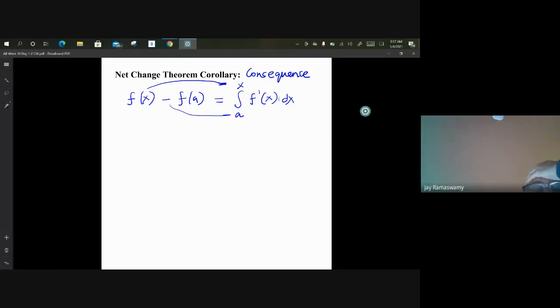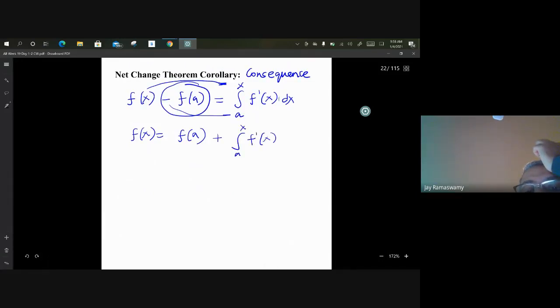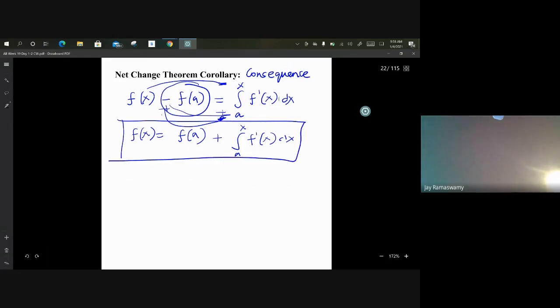And then last step, pay close attention. I will add f of a to both sides and solve for f of x. So f of x equals, can I write f of a on the right side? I'm moving f of a to the other side, so I'm adding f of a to both sides. Plus the integral from a to x, f dash of x dx. Again, I just added this to both sides and moved it in the front. Put this in a box, and that's called the net change theorem corollary.